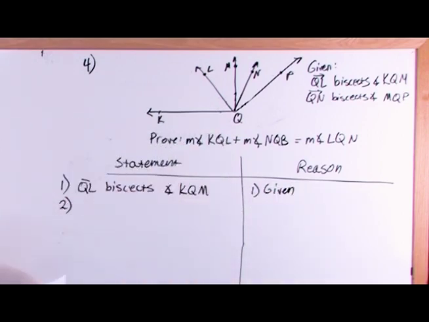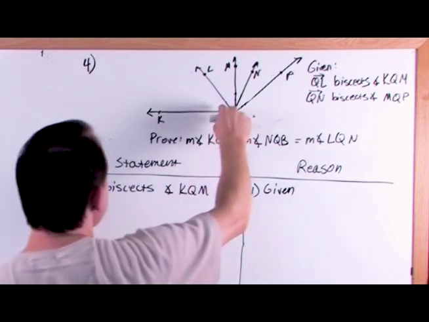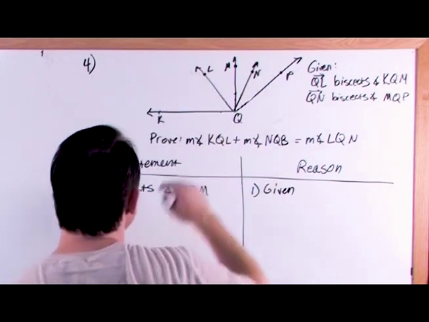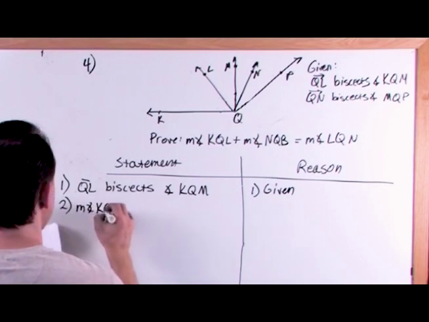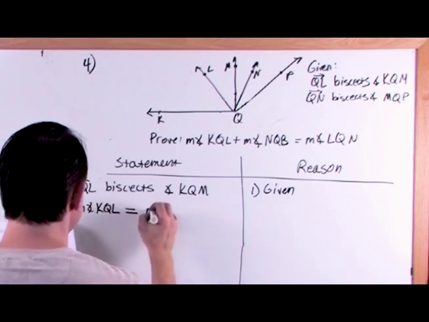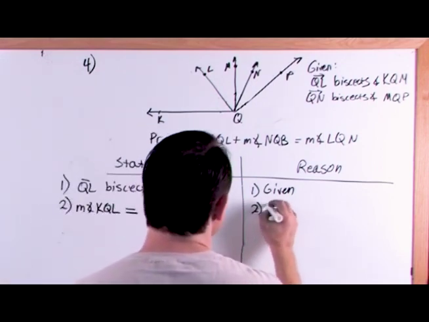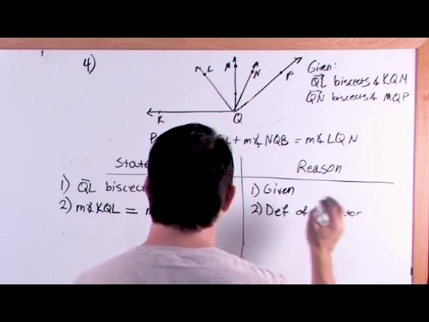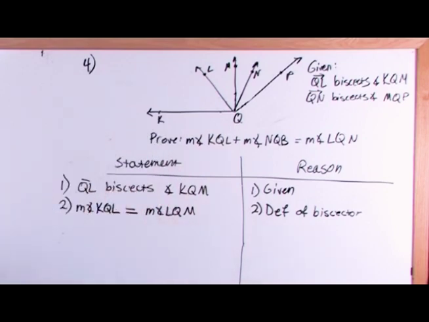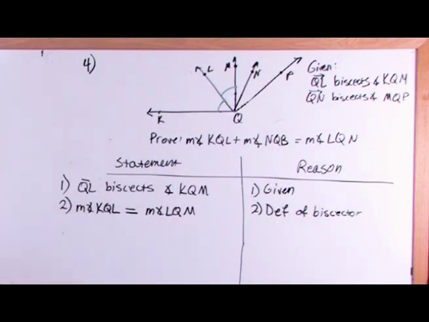Now, what does this mean? Let's go ahead and just figure out what this means first. This means that if it's a bisector, this angle is equal to this angle because it cuts it in two. That's what a bisector does. So the measure of angle KQL must be equal to the measure of angle LQM. And that's just the definition of a bisector. So here we're starting to do some math, because we've used the bisector to show that this angle is congruent to this angle up there. And that's just true because it's a bisector. So you want to write that down.